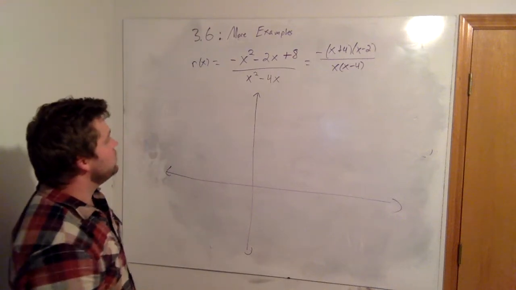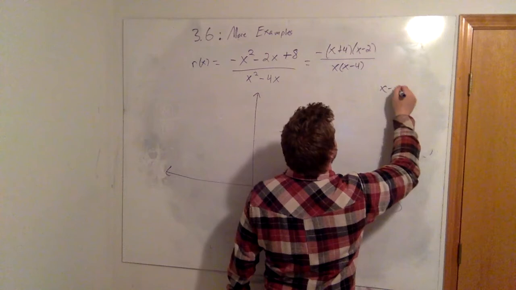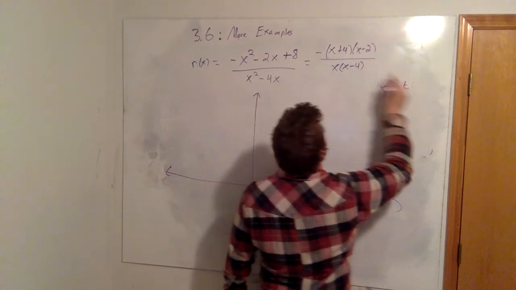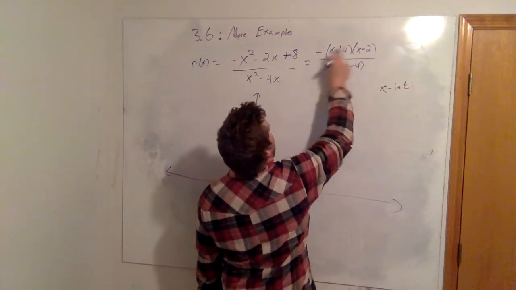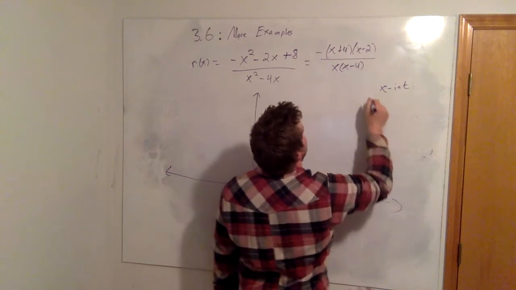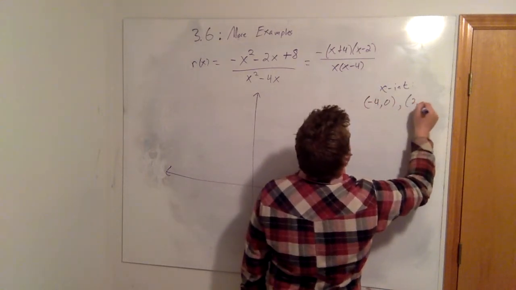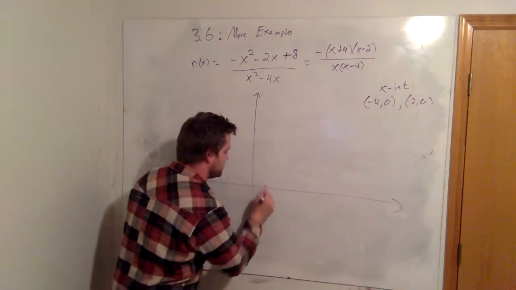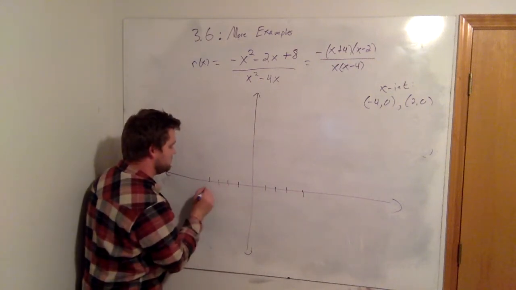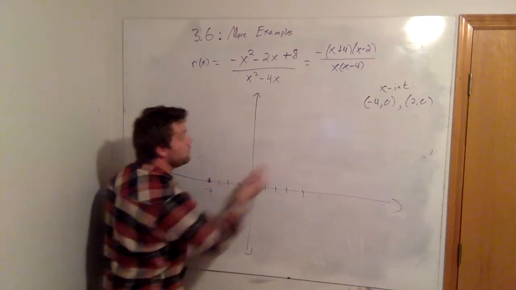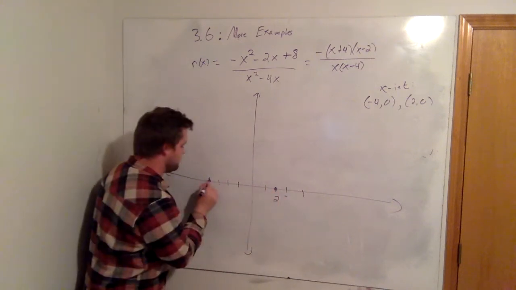First thing to note, let's think about the x-intercepts. That happens when the output of my function is 0, and a fraction is only 0 when its numerator is 0. So my x-intercepts will happen at -4 and 2. Let's mark those. Here's -4 and here is 2. So the graph goes through here.